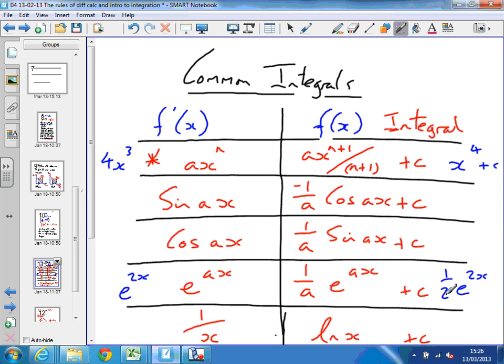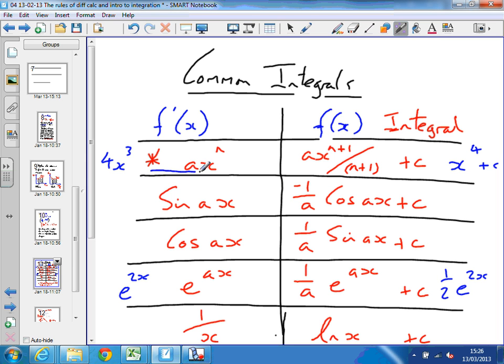So here's a table of common differentials. Notice this is the differential function, f prime x. And we're getting back to the original function, the integral, it's sometimes called. And the first one is the one I want to focus on first of all.